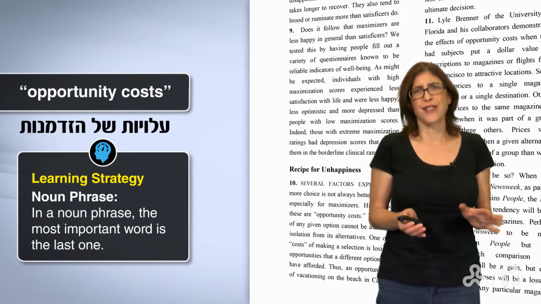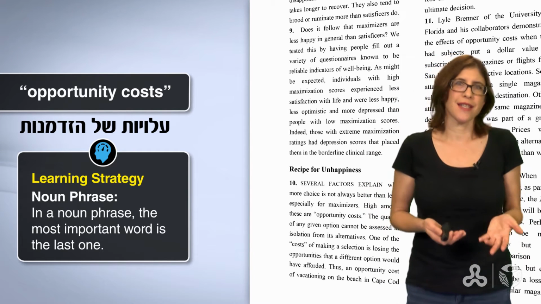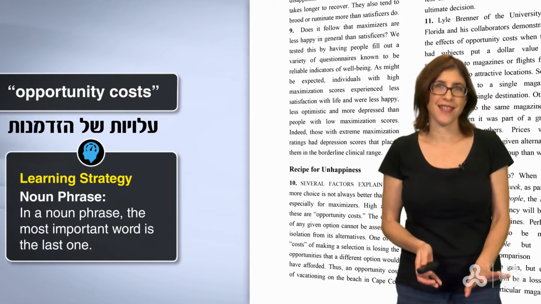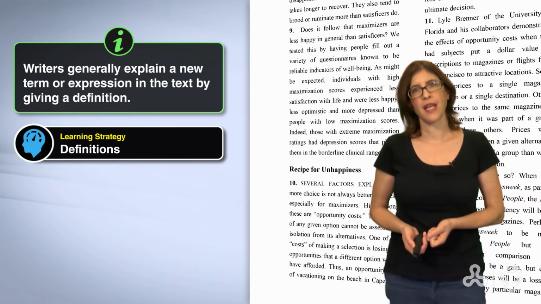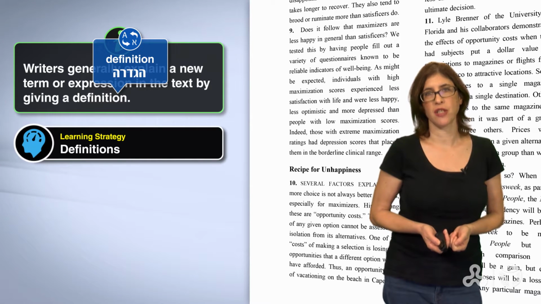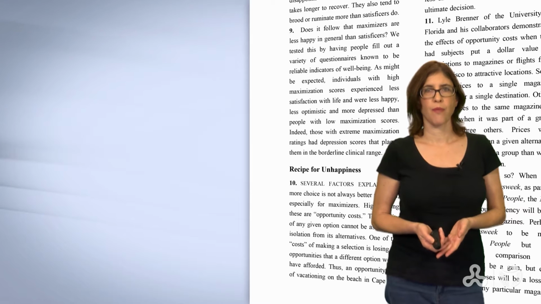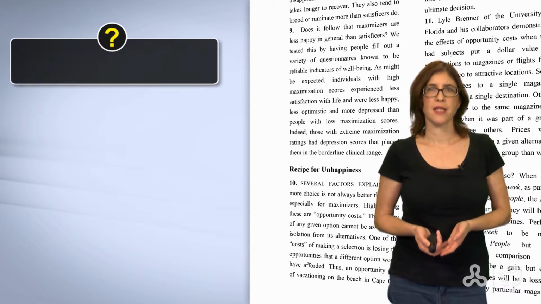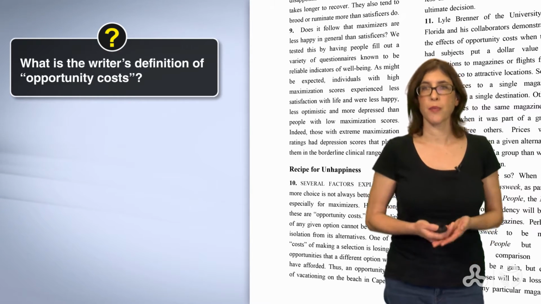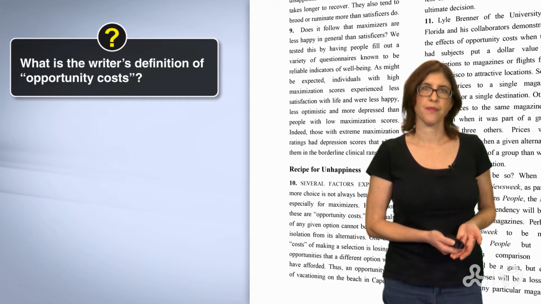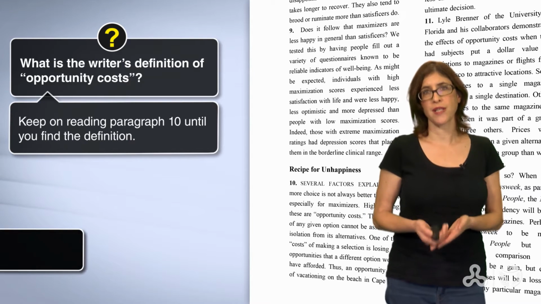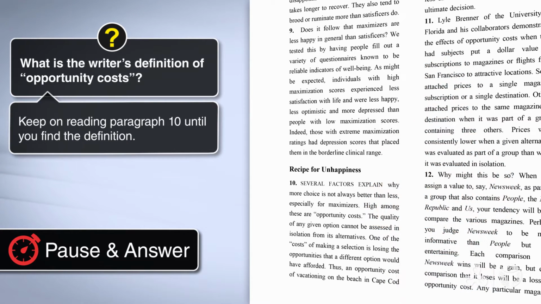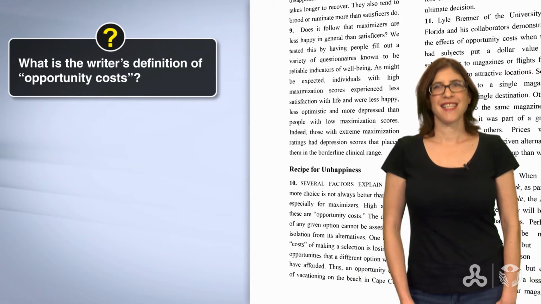Now we need to understand what the writer means when he uses this expression in this specific text. Writers generally explain a new term or expression in the text by giving a definition. So, our first question is, what is the writer's definition of opportunity costs? Keep on reading until you can find the definition. Press pause and come back when you're ready. Here you are. Let's see this definition.